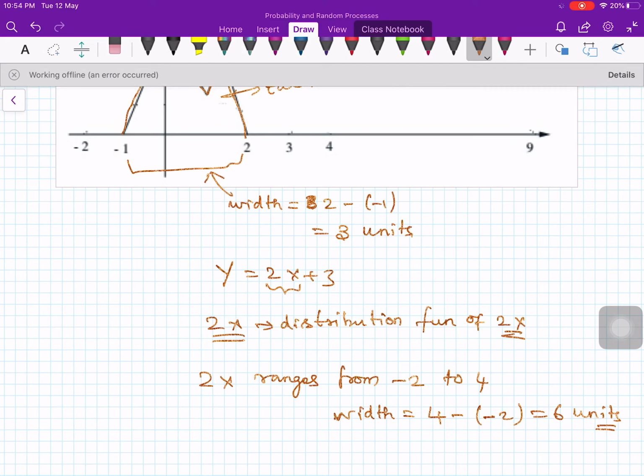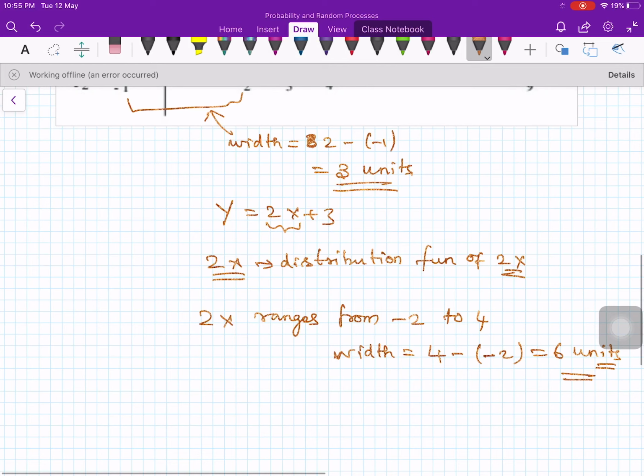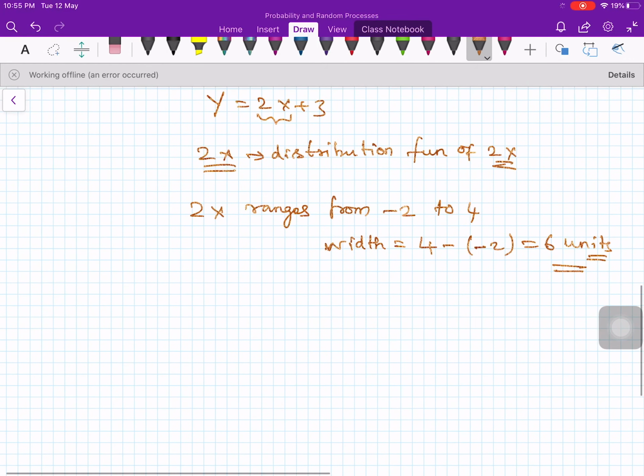If it is just a scale change, then intuition should tell you that the random variable 2x should have a PDF of the same shape. The shape will not change, but you are stretching the probability density function. It is scaled out by a factor of 2, because our random variable 2x now has a range that is twice as large. Originally the width was 3 units, now the width is 6 units. So the new random variable 2x has a width twice as large as the original random variable. Let me show you how it looks.